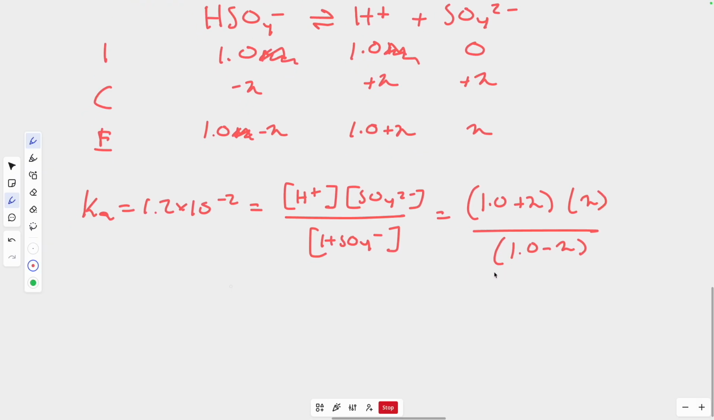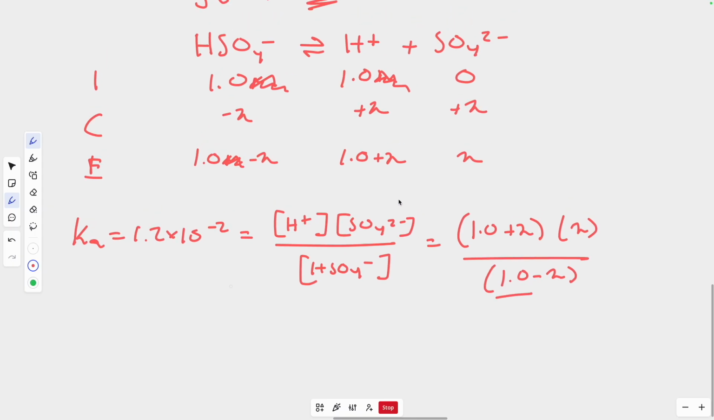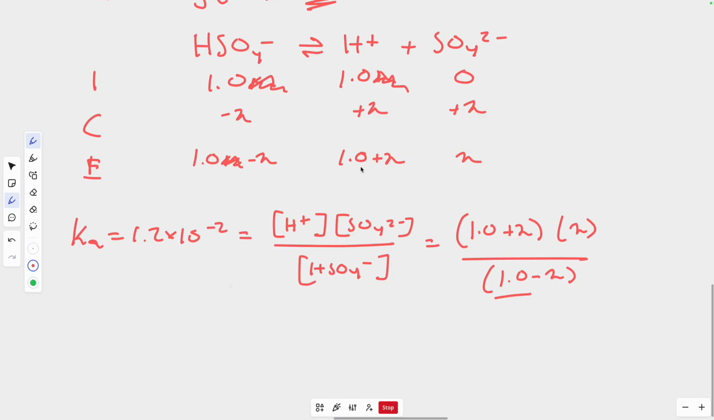Okay, so now we have to use our approximation technique. So first we're starting out with 1 molar, right? So if we were to add in 1 molar here, the small value of x isn't going to impact the 1 molar as much. And that's basically why we only stick to the first dissociation step for the sulfuric acid.